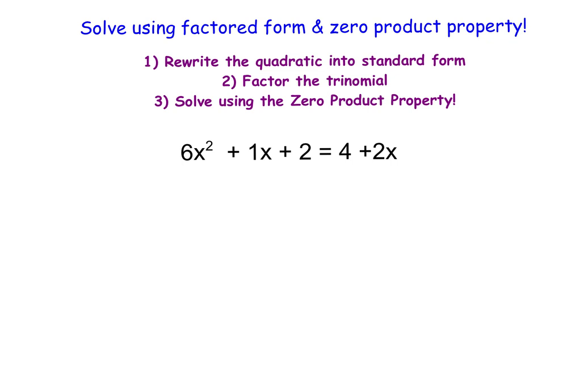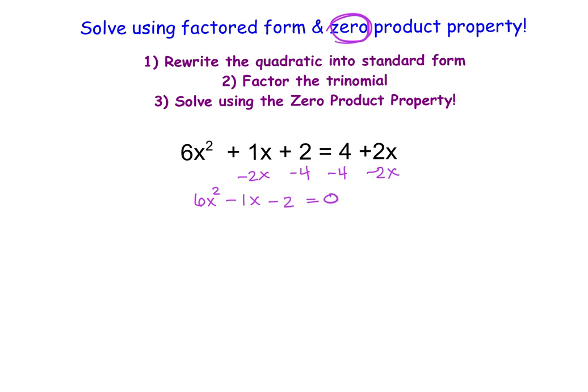So this polynomial equation is a little bit more challenging because we don't have the 0 part of the zero product property. So if we want to use the zero product property in factoring to help us solve this, we have to rewrite this so it's set equal to 0 first. So we need to start by subtracting 4 from each side and subtracting that 2x from each side. And as we do so, we end up with 6x squared minus 1x minus 2 is equal to 0.